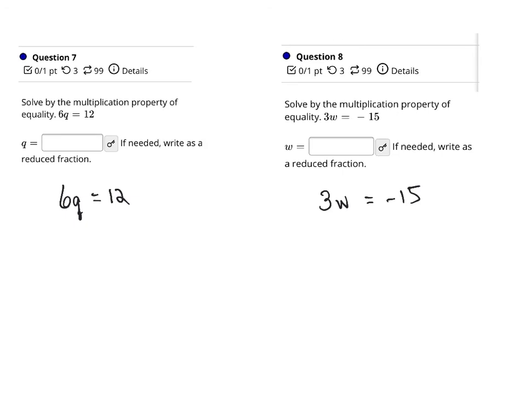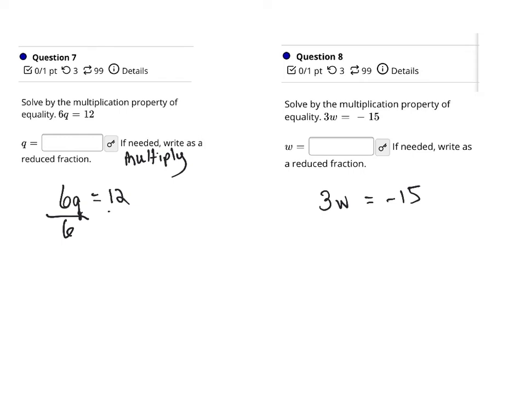We are going to solve. This time we're not adding and subtracting. Before we had like 6 plus q, so we'd have to do the opposite, subtract. This is 6 times q. This is multiplication. So when we had 6 plus q, we did the opposite. We subtracted. So we were adding, we do the opposite, subtracting. Here we're multiplying, so we do the opposite, we divide. And so I want to get that q to be just 1q, so I have to divide by the 6, because 6 divided by 6 is 1.